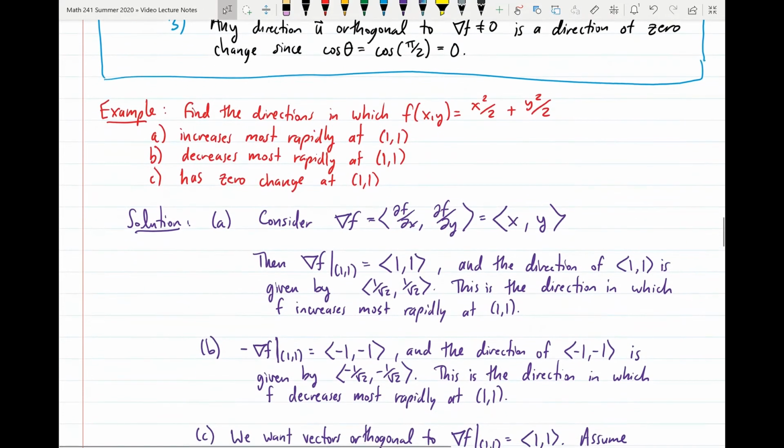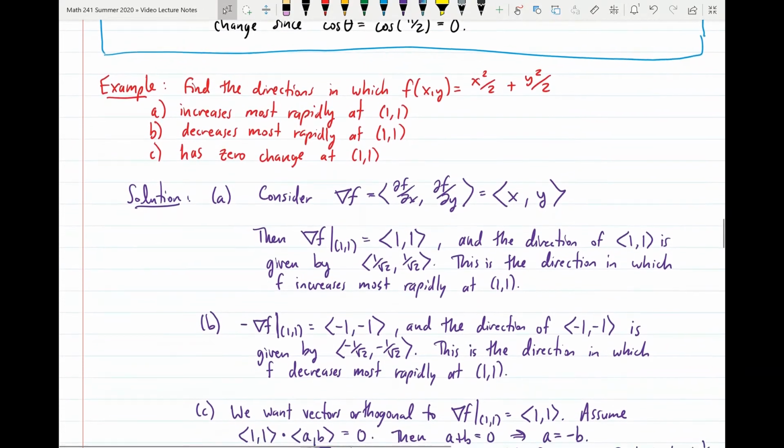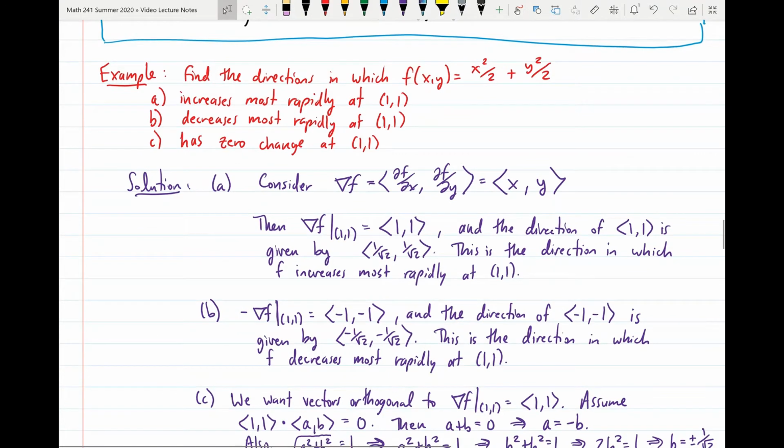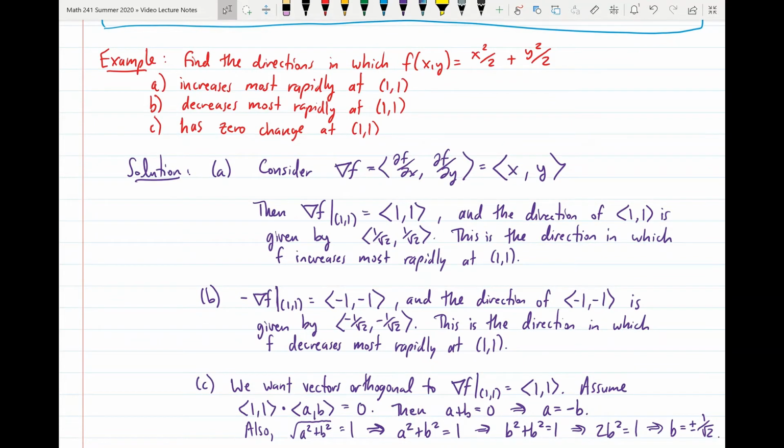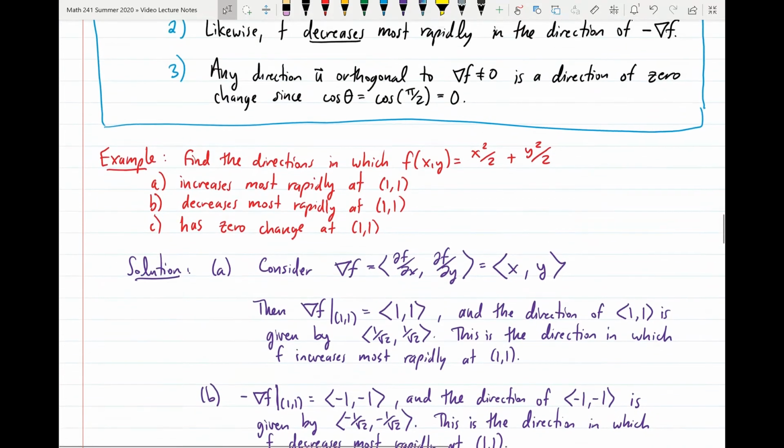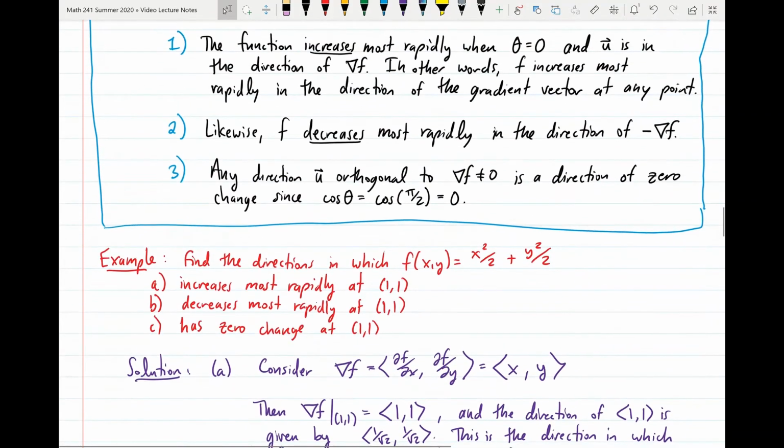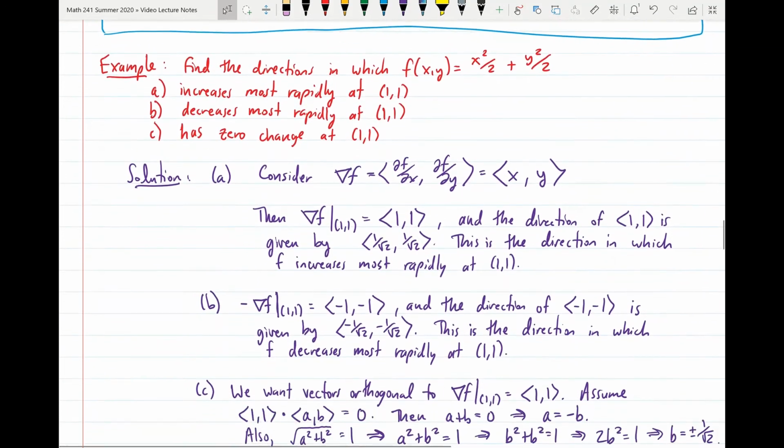So let's move on to an example where we're going to apply these different properties. We want to find the directions in which the function f of x, y is equal to x squared over 2 plus y squared over 2 does the following things. We want to find the direction in which it increases most rapidly at the point (1, 1), decreases most rapidly at the point (1, 1), and has 0 change at the point (1, 1). So we're just going to use the properties that we have right here to find all of this different information.